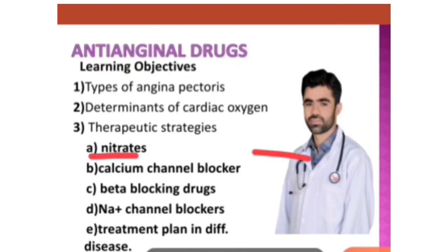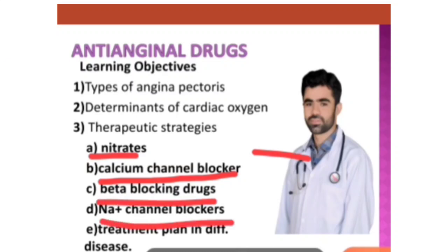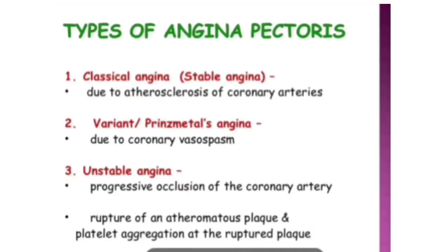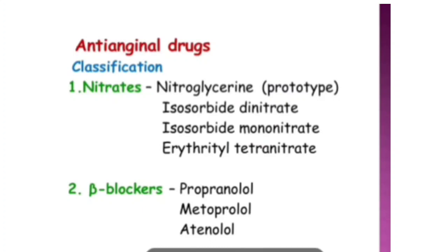Then we move on to the nitrates. We will discuss the therapeutic strategy of calcium channel blockers, beta blockers, and sodium channel blockers, and we will learn what the side effects and mechanisms of these drugs are. Now we move on step by step to anti-anginal drugs related to nitroglycerin. There are three types.